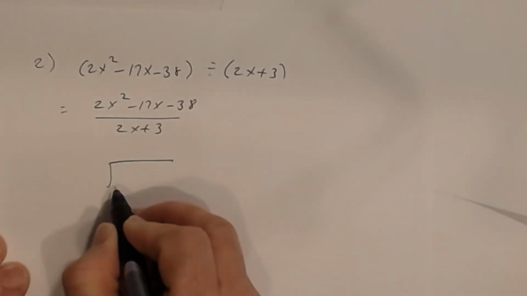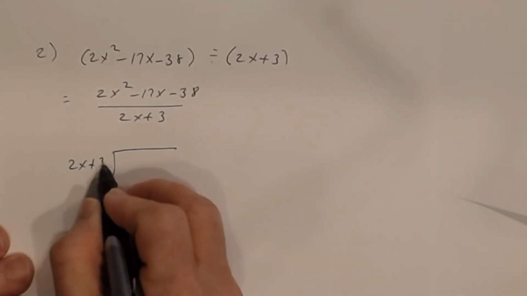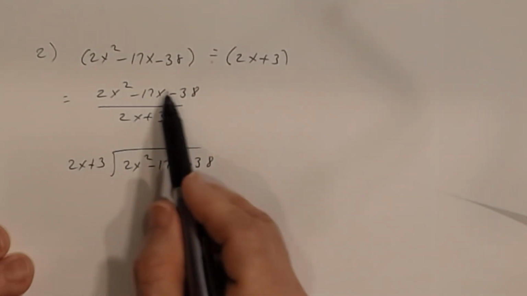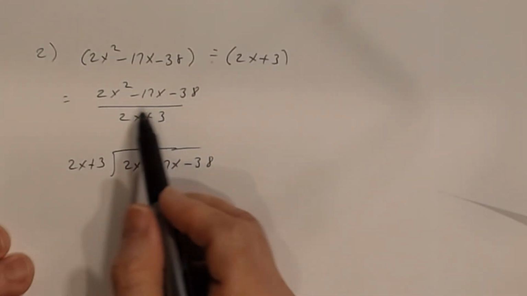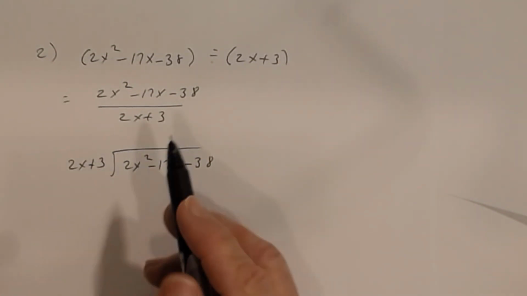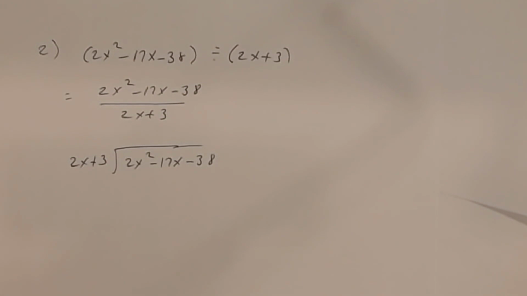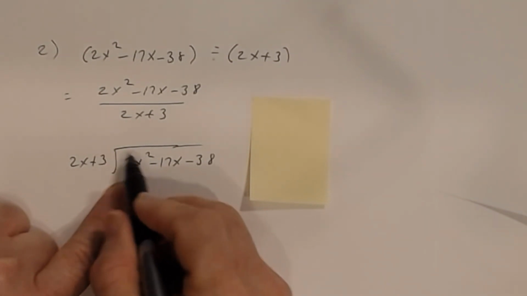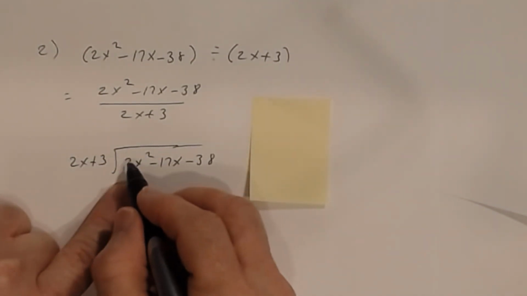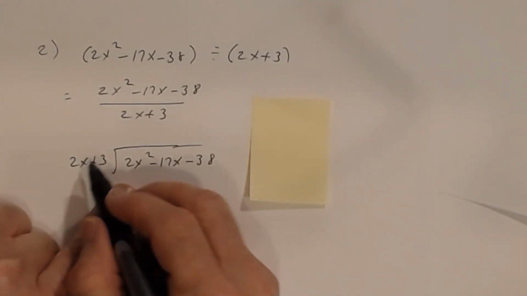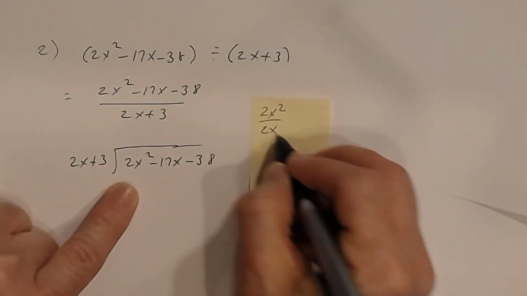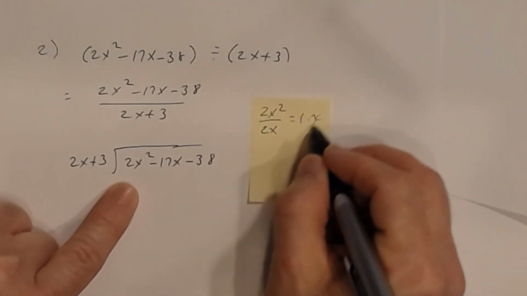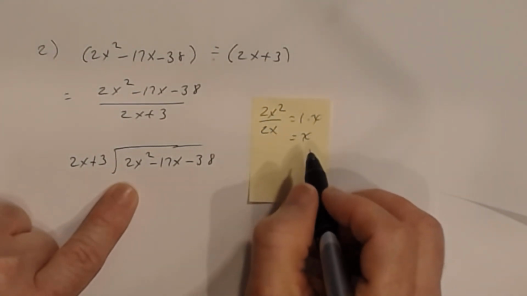Now you're going to write this in long division. You're going to say 2x plus 3, and then 2x squared minus 17x minus 38. Remember, the numerator is your dividend. The denominator is your divisor. Now remember the steps. Step 1: the first term of your dividend divided by the first term of the divisor. So you're saying 2x squared divided by 2x. Well, 2 divided by 2 is 1, right? X squared divided by x is just x, so 1 times x is x.